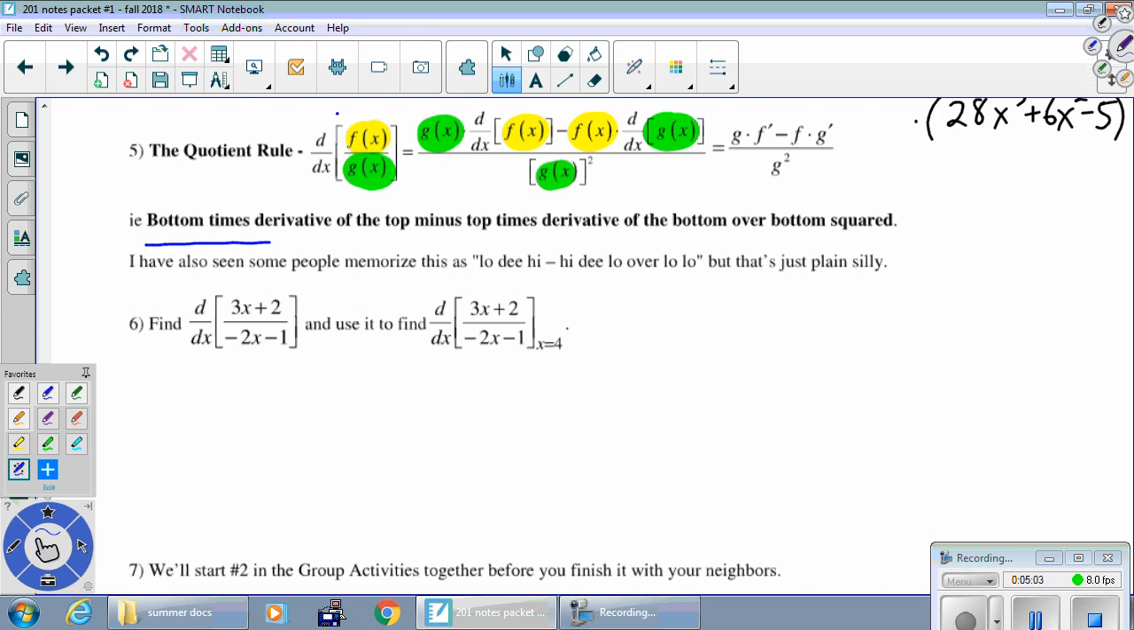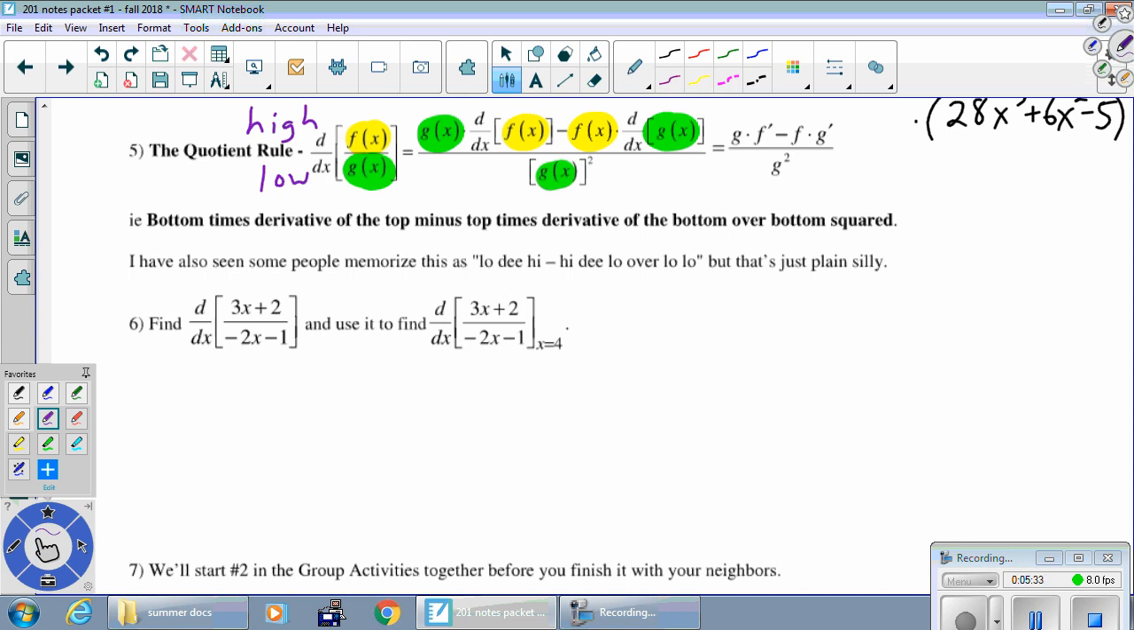Thinking of a top function and a bottom function, the quotient rule says the derivative of that quotient is bottom times derivative of the top minus, big difference there from the product rule, this is a minus, the product rule was a plus, minus the top times the derivative of the bottom, all divided by the bottom function squared. So that's thinking of top and bottom. You could likewise also think of these two functions as being high and low.